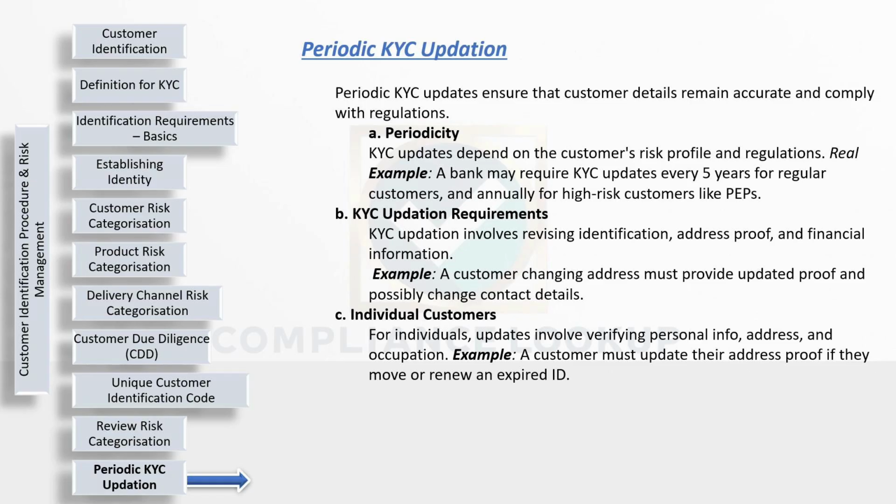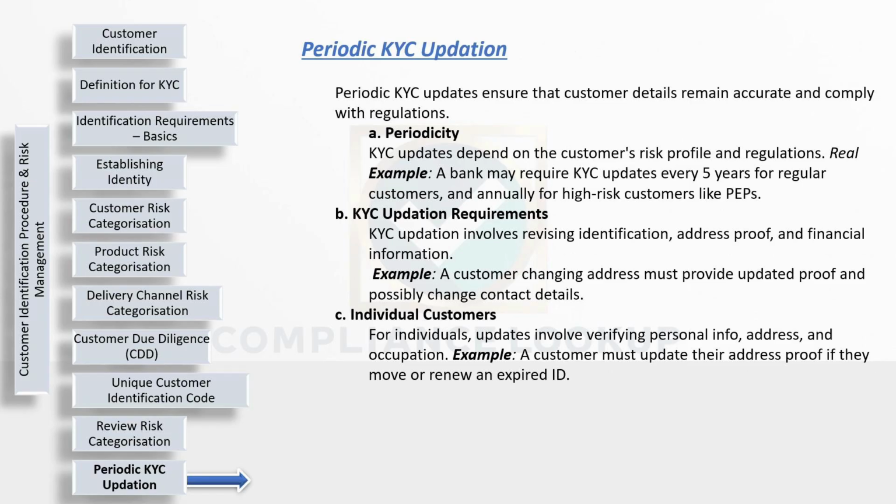A. Periodicity. The frequency of KYC updates depends on the risk profile of the customer and regulatory requirements. Example: a bank may require individual customers to update their KYC information every 5 years, while B. KYC updation requirements. KYC updation involves revising the customer's information, including identification documents, address proof, and financial details. For example, if a customer moves to a new address, they must provide updated address proof and possibly update their phone number or email address with the bank.